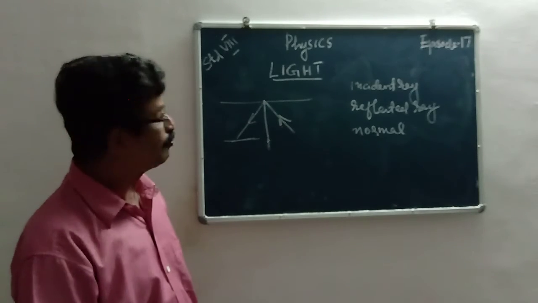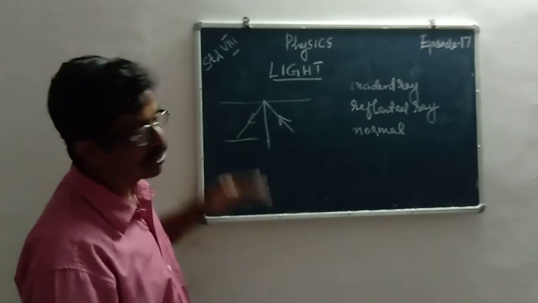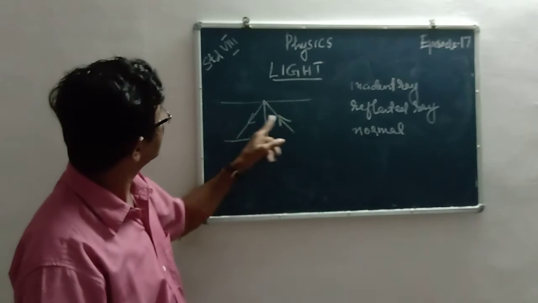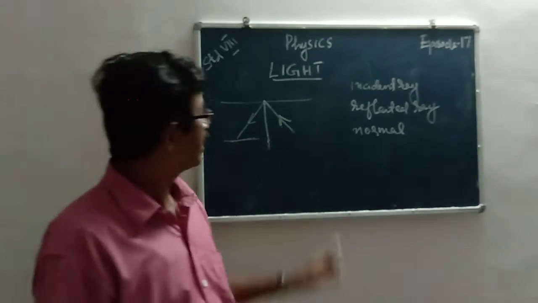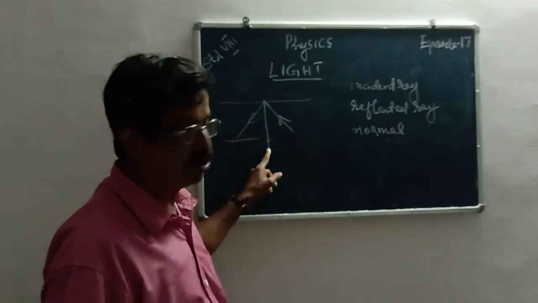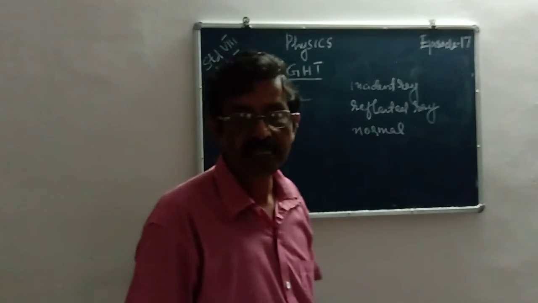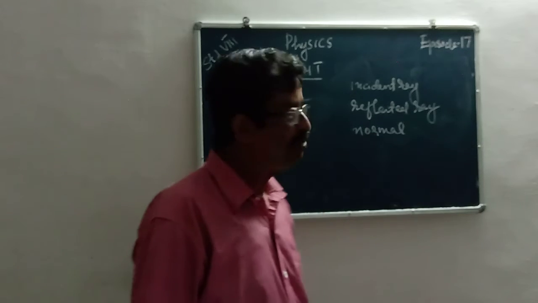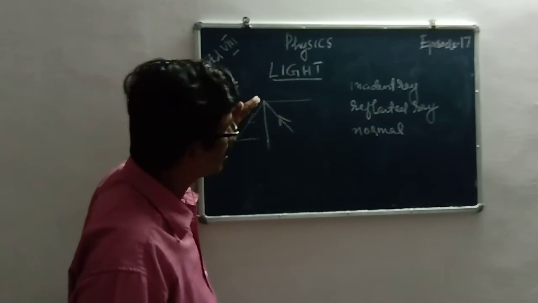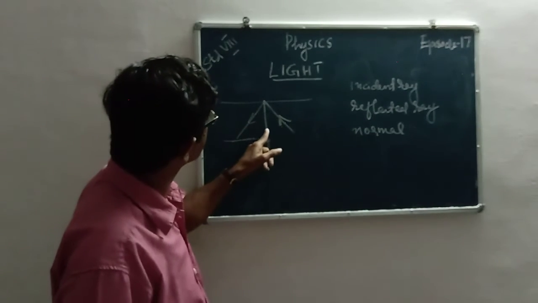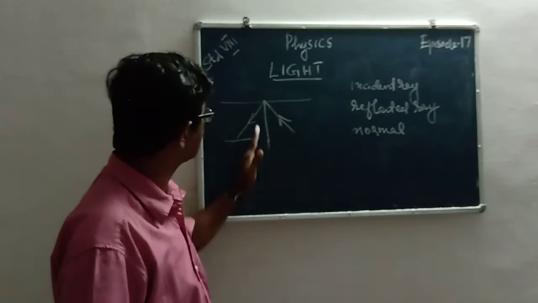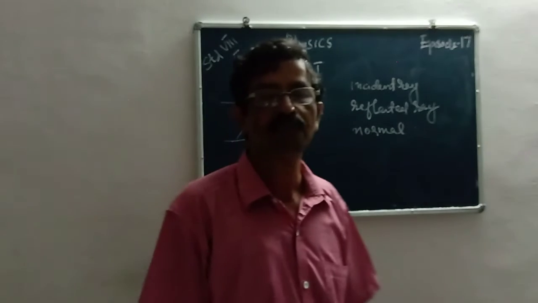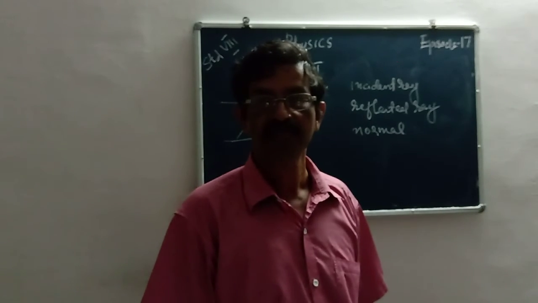Before we fold this paper, the incident, reflected and normal were on the same plane. But when we fold this part, now these two are in the same plane and this part is not on that plane. So we cannot get the reflected ray there.